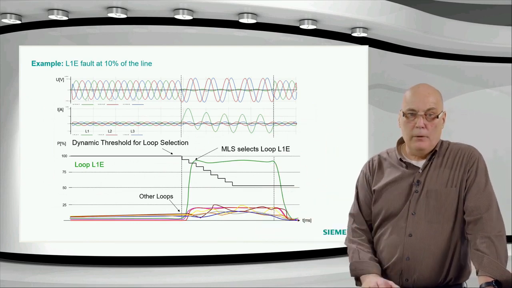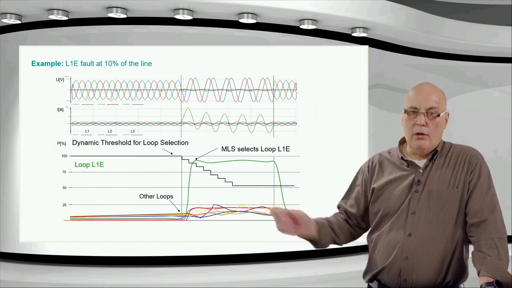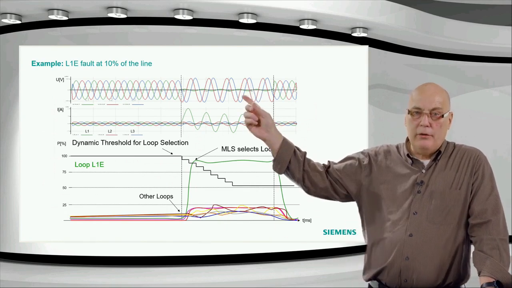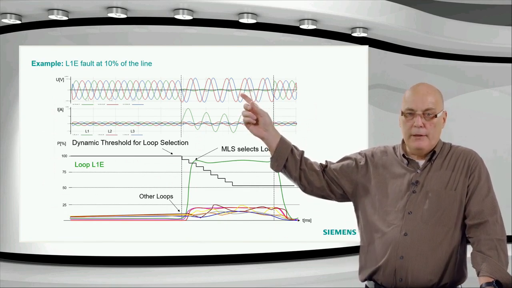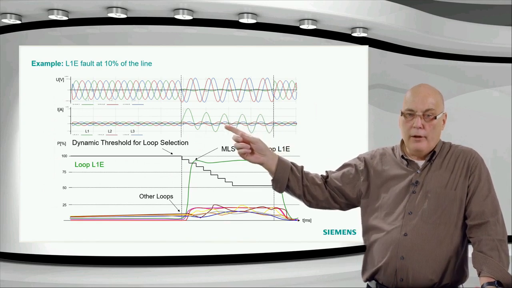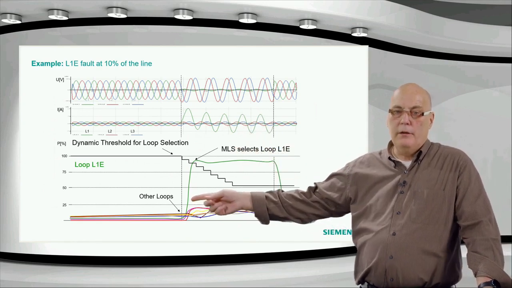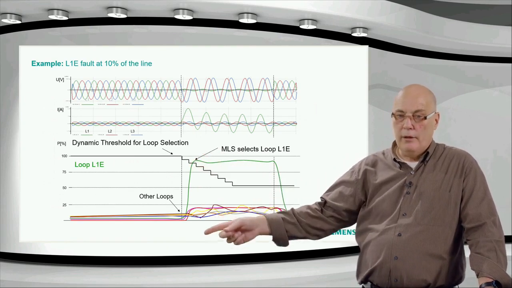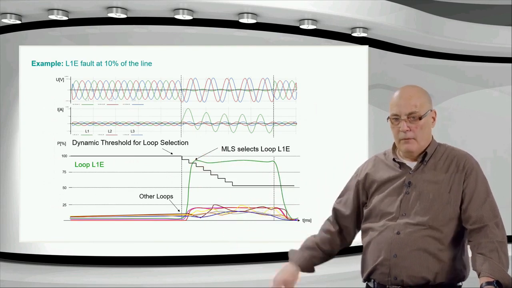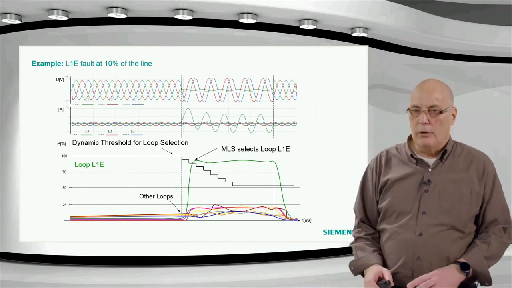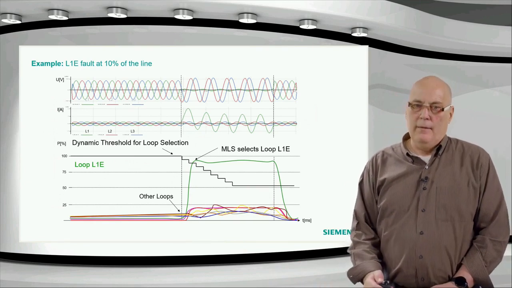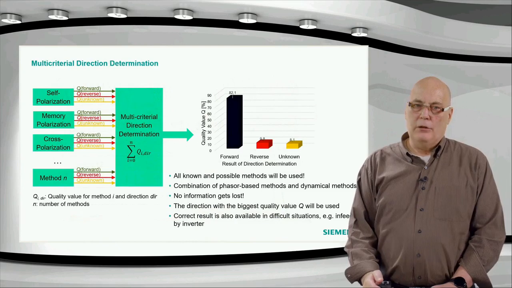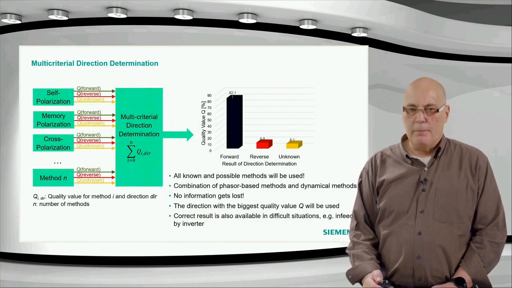And here's an example. This is an L1 to ground fault. I think it is clearly to be seen: you can see the L1 voltage disappears here, and you get current only in L1, and you can see the criteria here, L1 to ground, goes up to almost 100%. Clearly all the other criteria are somewhere down. The loop selection just selects L1 to ground. It was easy, as such, to detect that.